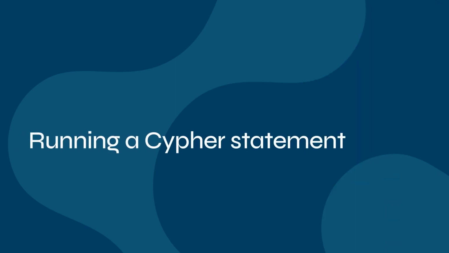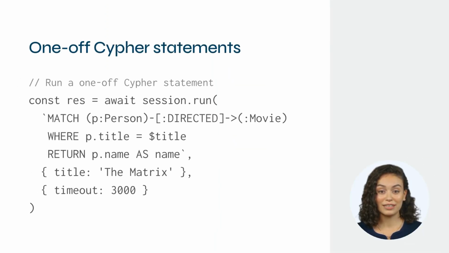Running a Cypher statement. To run a one-off Cypher statement, call the session.run method. The method accepts 3 arguments. First, a string to represent the Cypher statement. Next, you can pass an object representing query parameters. In this example, the title property is referred to in the Cypher statement by prefixing the word title with a $ sign.